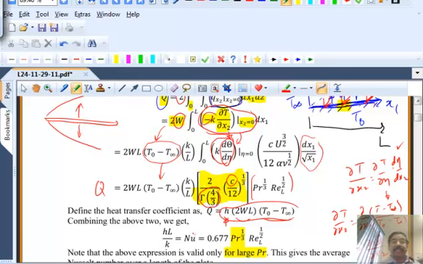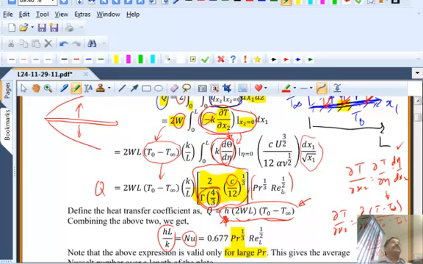Finally, the result is presented as a dimensionless correlation for the Nusselt number, which has the heat transfer coefficient, hL over k. L is a length scale, k is the thermal conductivity, h is the heat transfer coefficient introduced in this equation. You should look at this equation as the equation that defines what a heat transfer coefficient is. When you evaluate all these constants, you will find that it is equal to 0.677 times Pr to the power 1/3 Re to the power 1/2. Re is the Reynolds number based on the length of the plate.